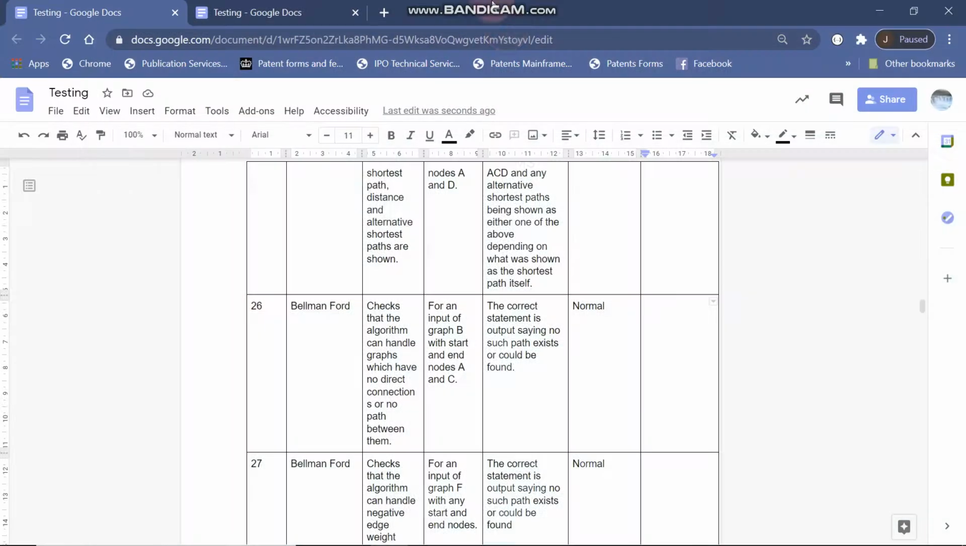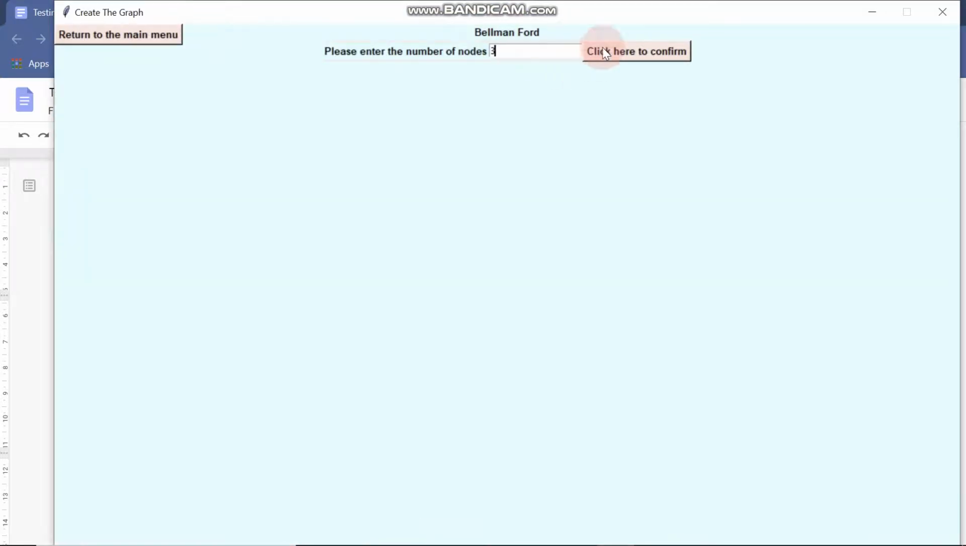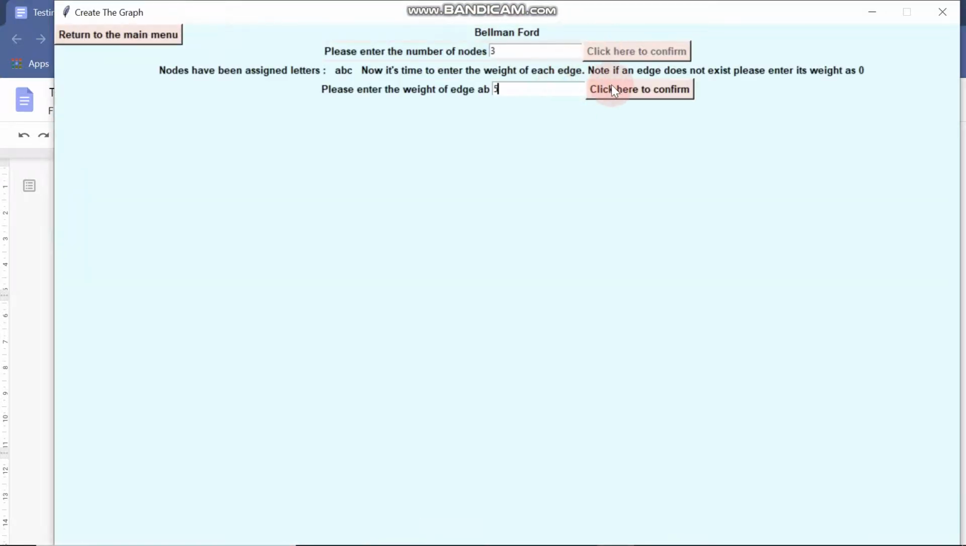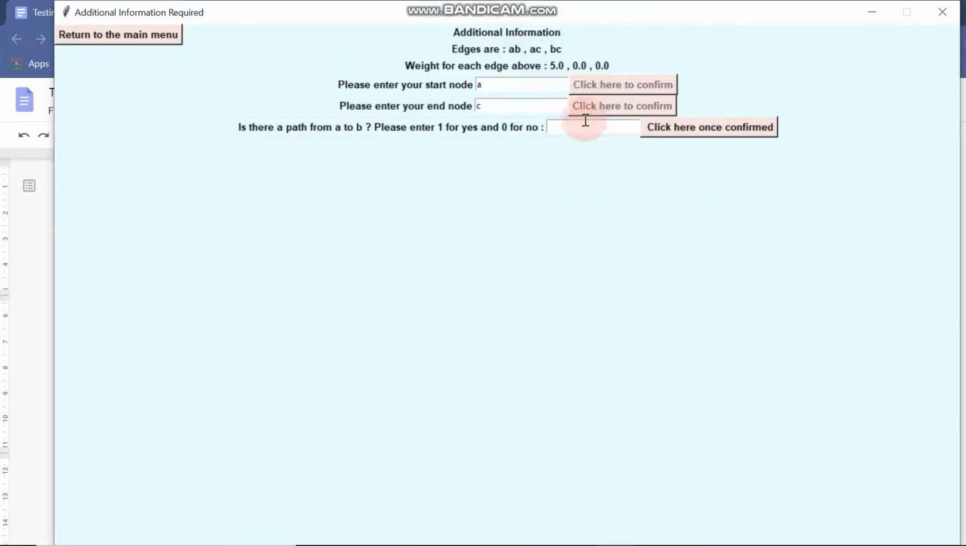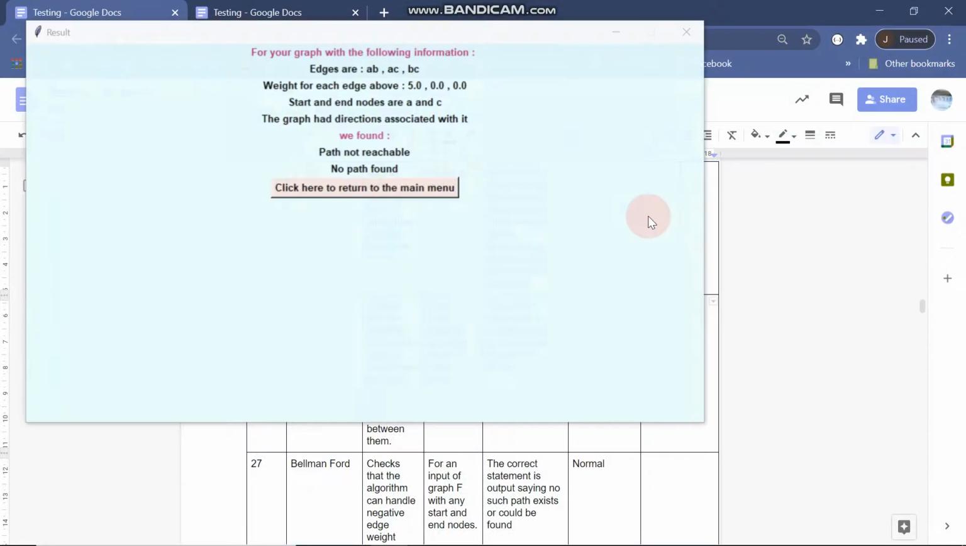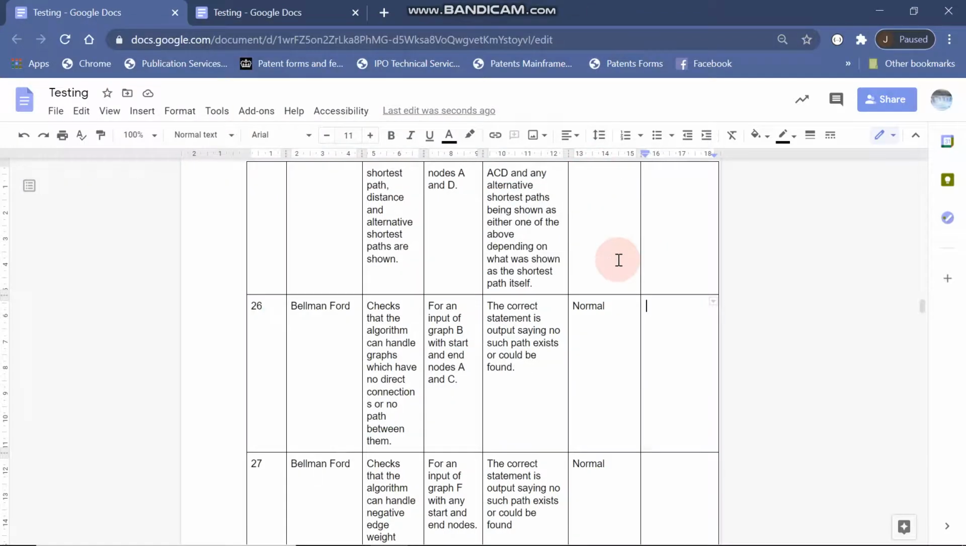Bellman Ford. So, 3 nodes, and this was 5, 0, 0. Now, our start node is A, and our goal node is C, and this was an undirected graph, and we have that a path isn't found. So that's good, so we can tick that off. So Bellman Ford can work with no direct connections and with a normal graph.